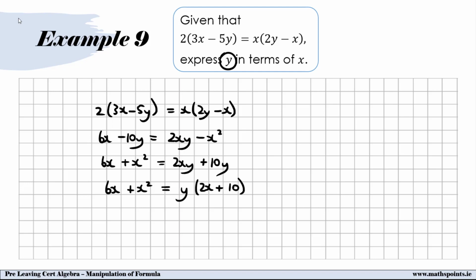Now finally, I'm trying to get y on its own, so you have to divide by the term that's beside the y. 2x plus 10 is being multiplied by y, so if I divide both sides by 2x plus 10, I can get y on its own. So on the left hand side now, I have 6x plus x squared divided by 2x plus 10, and then obviously dividing the right hand side by 2x plus 10, I'm left with just y. So first question where we've seen some factorization, we'll have another example of that in question 10. And just to be aware that if you have two occurrences of the letter that you're looking for, you may have to factorize before you can get that letter by itself, or make that letter the subject of the formula.